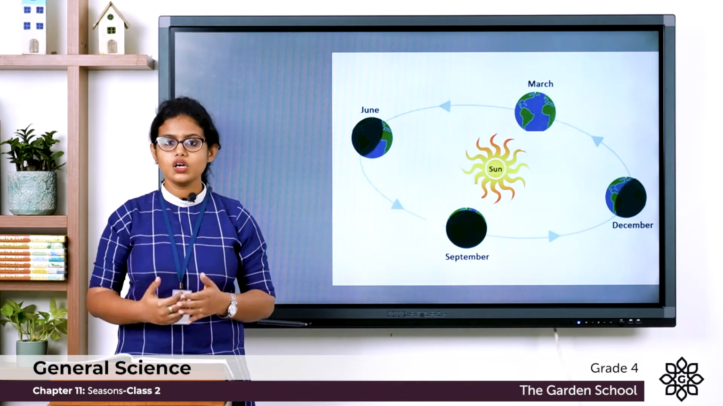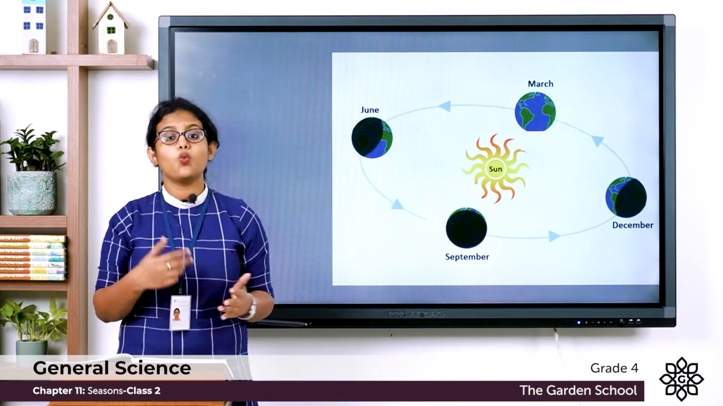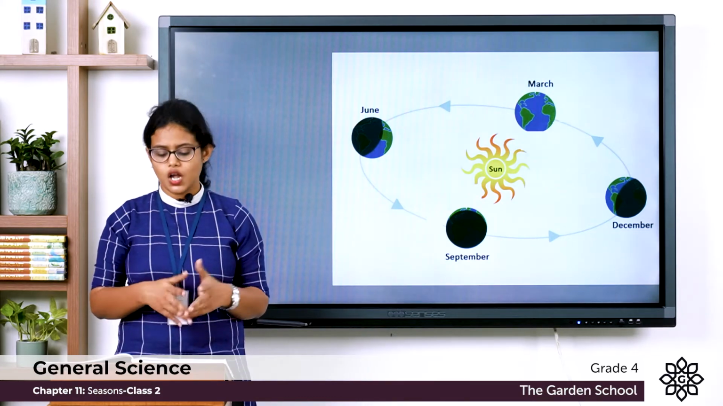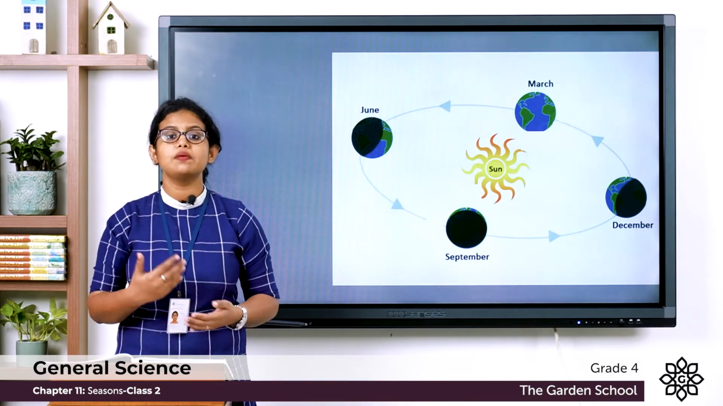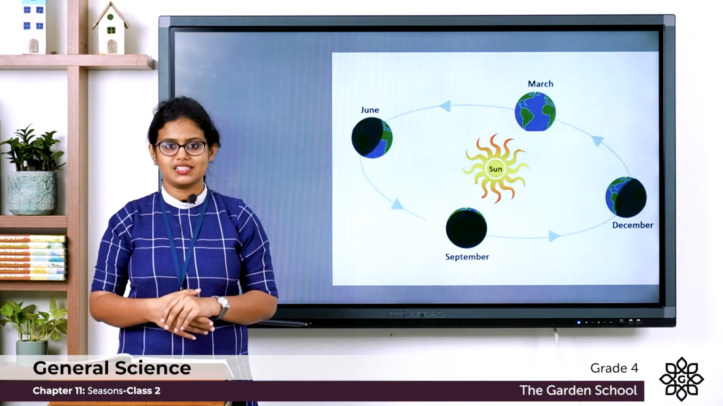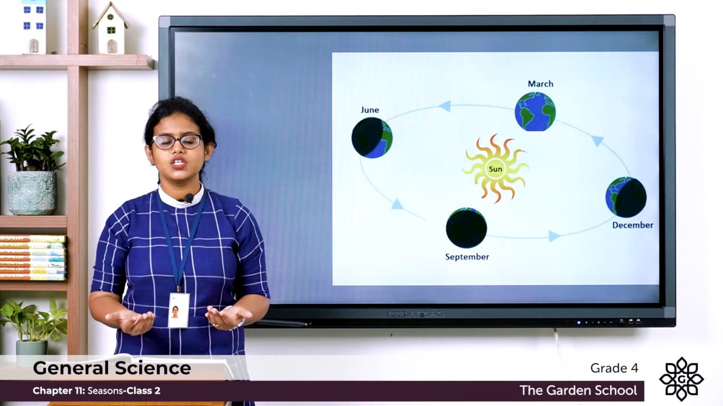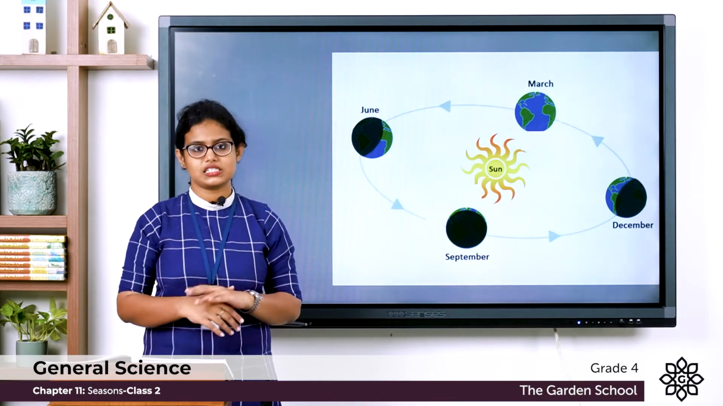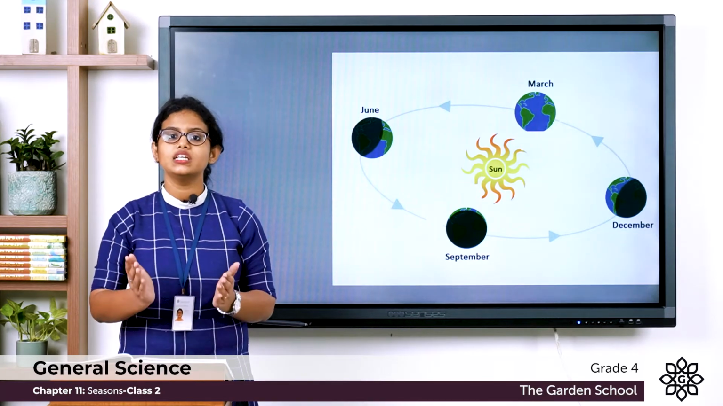Then, what if the earth was not tilted? Have you ever thought about that? If the earth was not tilted, every place on the earth would receive the same light and heat, and there would have been no seasons. So seasons are caused by the revolution of the earth.